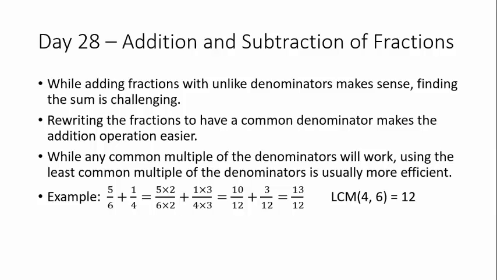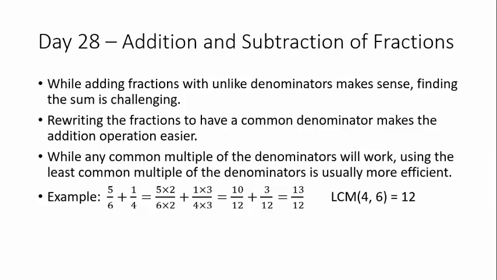When we rewrite the fractions to have a common denominator, then our addition operation is much easier. Any common denominator will work, so we can think of finding common multiples of the denominators. When we use the least common multiple of the denominators, we have a more efficient case. And frequently, the resulting fraction does not need to be simplified any further.